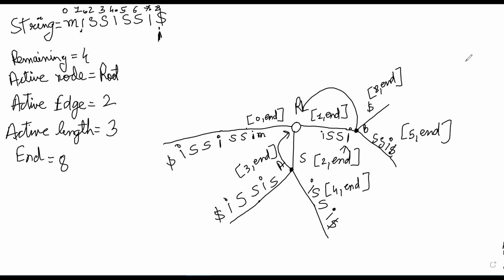And also we are going to change our pointer from I to the active edge and active length. So our pointer is going to change from this I to this I. Now we'll see from the pointer which is pointing to I if there is a dollar right next to it. But as we can see, there is no dollar right next to it. We have to split it again according to rule 2 classifier, and we're going to split it into two halves, one for dollar and one for SSI dollar.